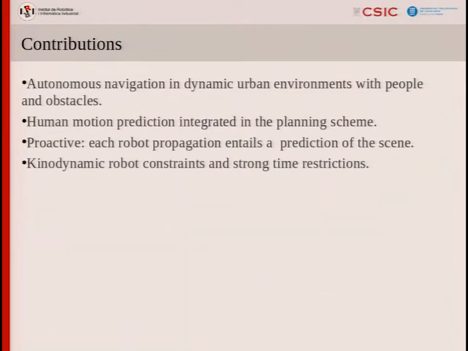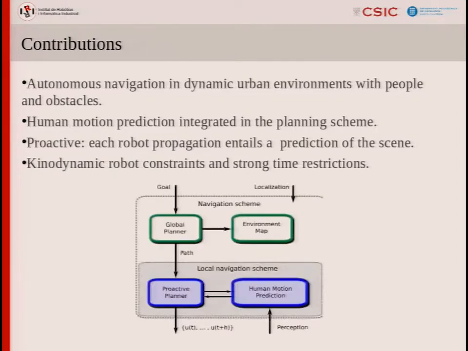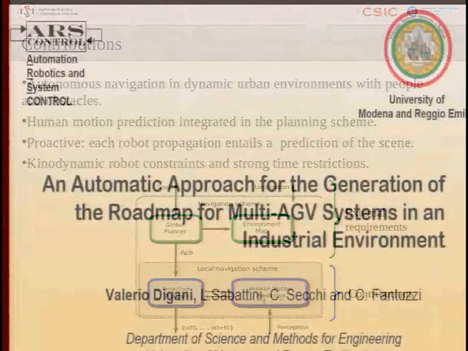And since there are a lot of time restrictions, I mean, one obstacle is not in the same position at a certain time, and at a later time maybe it's not there, we must also consider kinodynamic constraints of our platform. So this is the general scheme. We have external requirements, which are a global planner, and these are our contributions: the proactive planner and the motion prediction that is tightly coupled with the planner. So thank you.